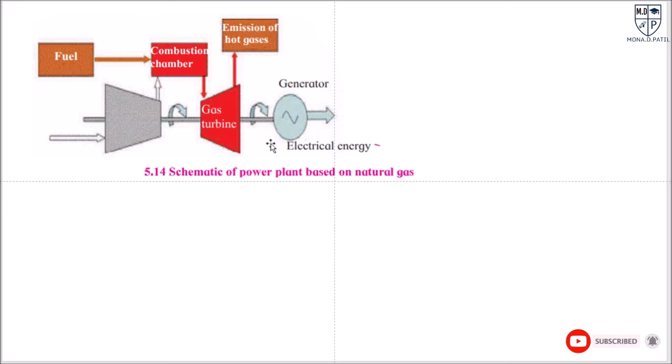Okay. So here the fuel is burned in the combustion chamber, to burn fuel like natural gas. It is the gas turbine and emission of hot gases. Then after the turbine runs here, the generator is attached to obtain the electrical energy. This is the schematic of a power plant based on natural gas.